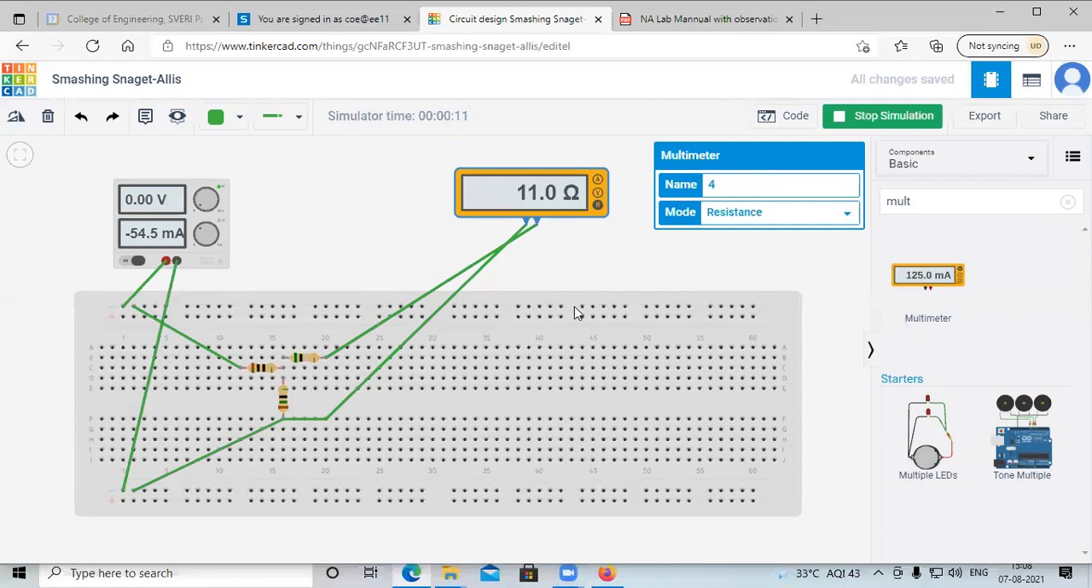And for maximum power transfer, write the sentence. For the maximum power transfer theorem, RL is equal to RTH. So again, RL is equal to 11.